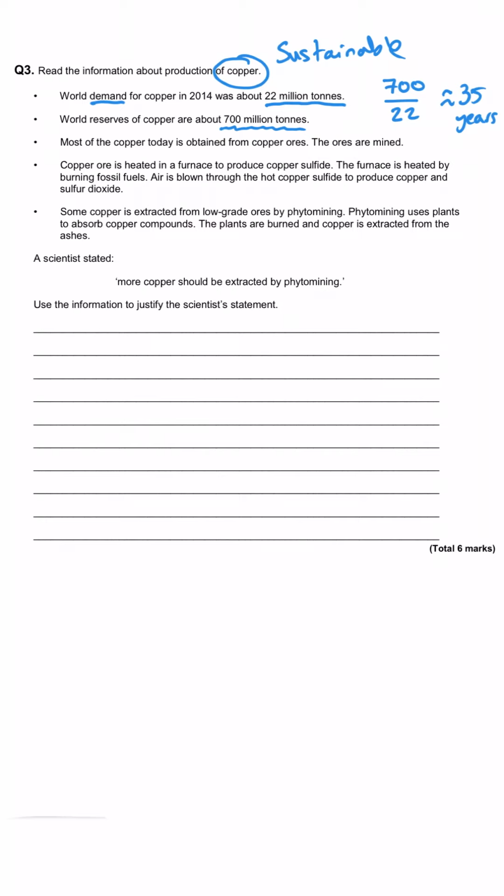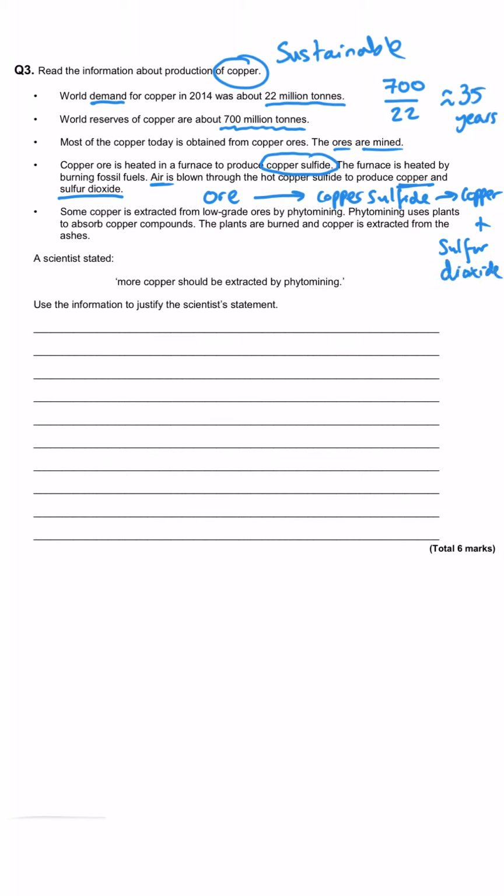And then we are told that copper today is obtained from ores, and ores are mined. And in the mine, the ore is heated in a furnace to produce copper sulfide, and then copper sulfide is reacted with air, and that produces copper and sulfur dioxide. So overall, we've gone from ore to copper sulfide, and from the copper sulfide, we've gone to copper by itself, but we have got sulfur dioxide as a byproduct.